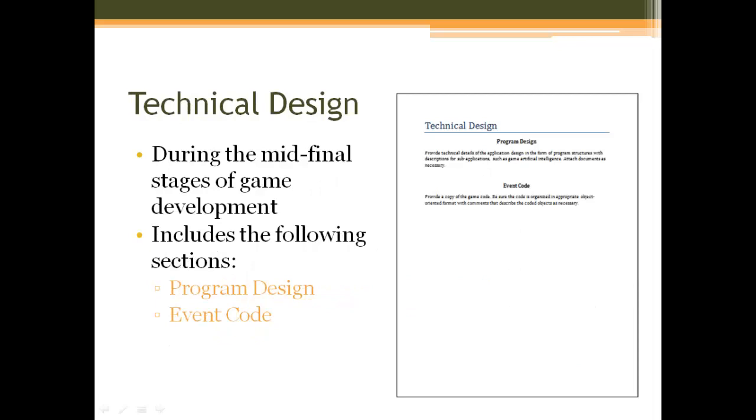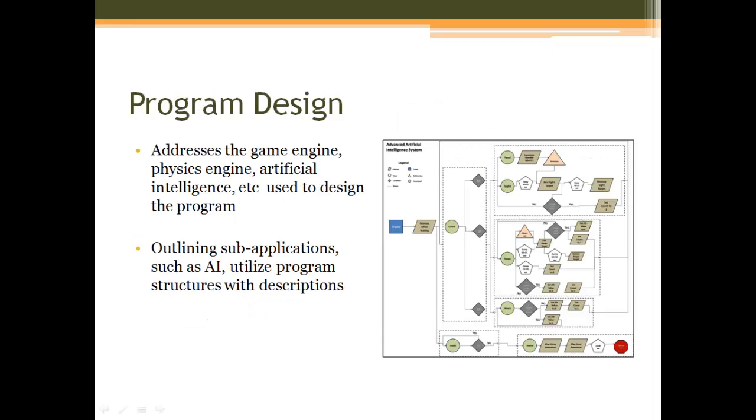The technical design document is created during the mid to final stages of the game development, and it includes the program design and event code. The program design section addresses the game engine, physics engine, artificial intelligence, etc. used to program the game. It outlines sub-applications such as your AI, and it also utilizes program structures with descriptions.